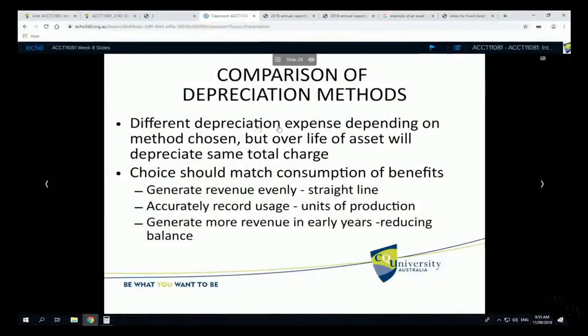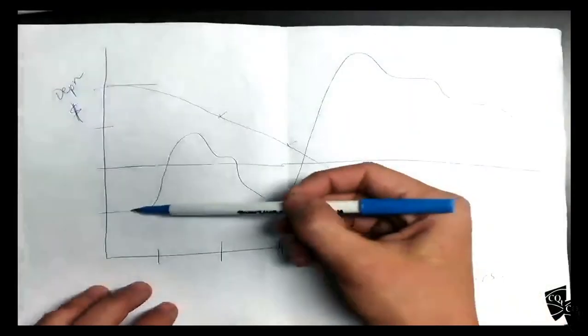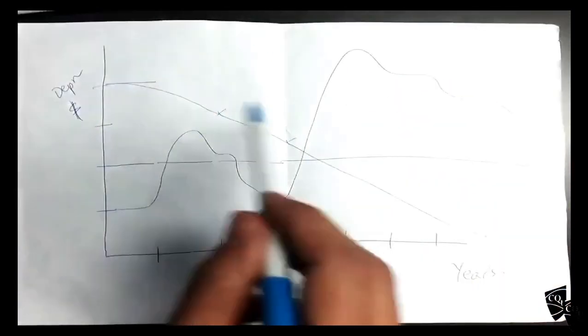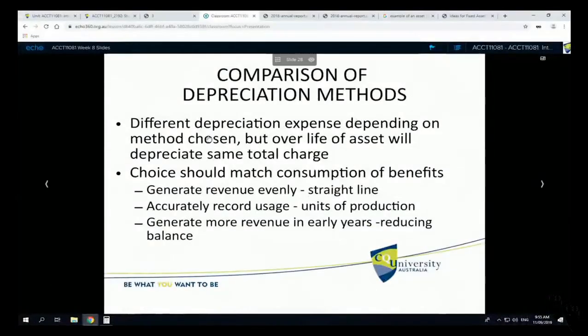So we'll have a different depreciation expense each period, okay, depending on which method we choose. So every period will have a different amount. So again, flicking back, in year one we might have 3 different amounts. But over the whole life of the asset, the depreciation should be the same because we are still allocating or depreciating that depreciable amount.